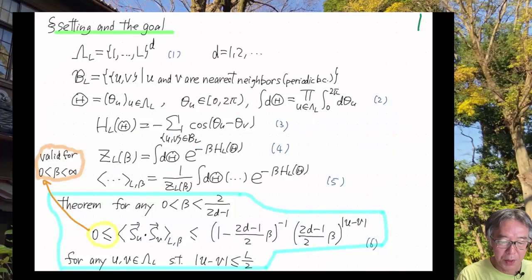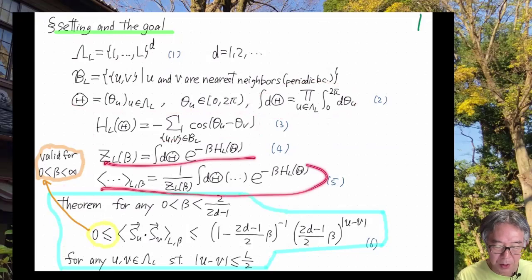So again, let me go back to general dimension D. So this is a D-dimensional hypercubic lattice, and this again denotes the set of all bonds. And here bonds are unordered, unoriented. Okay, and we take into account periodic boundary conditions. And this is the collection of all these spin angle variables. This is integration, and we don't have any magnetic field. So this is our Hamiltonian. This is the partition function. This is the expectation value.